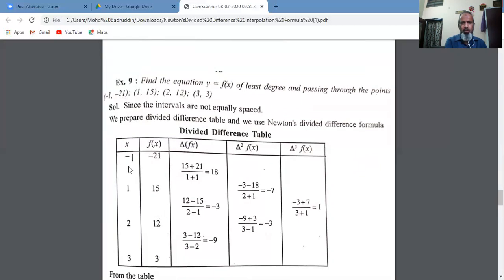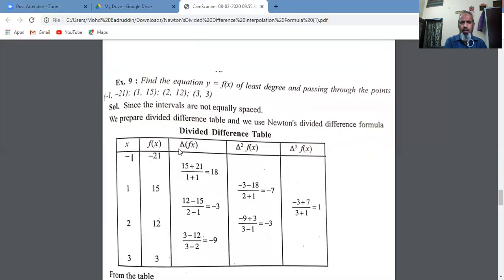So this is the x naught value, this is x1, x2, and this is x3. These values are y0, y1, y2, y3. Now, let us construct the divided difference table. So the divided difference symbol is like that.